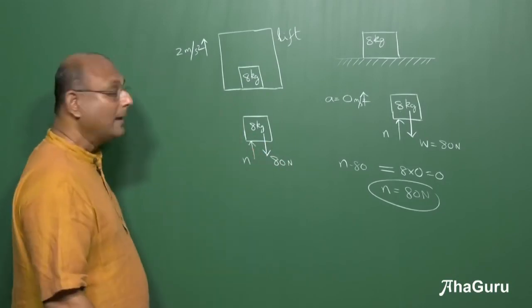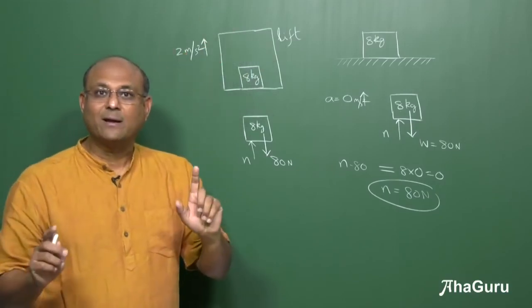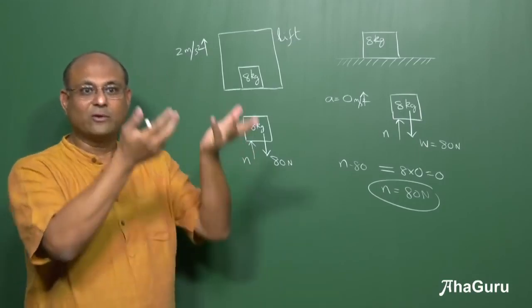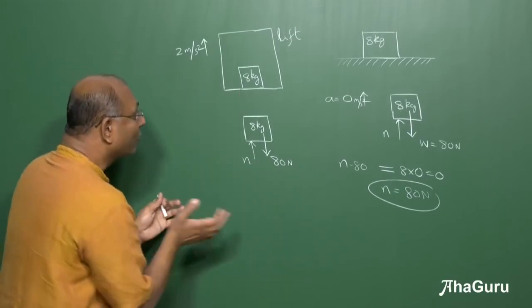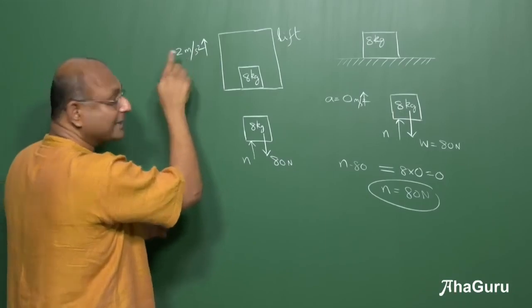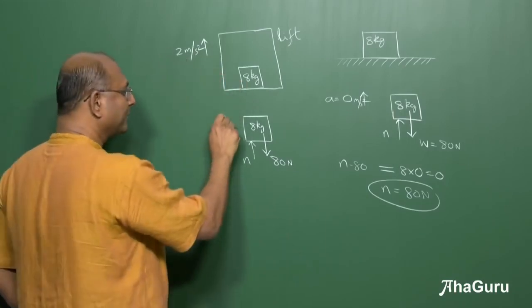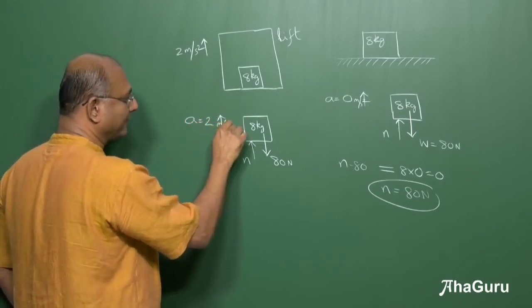N. But now, if the lift is going up with 2 meters per second square, do you think the block will remain at rest? Or is it also going up? It's also going up. Well, how can my hand go up and the chalk remain there? So this block goes up along with the lift. So if the lift has an acceleration of 2 meters per second square, the block also has 2 meters per second square.